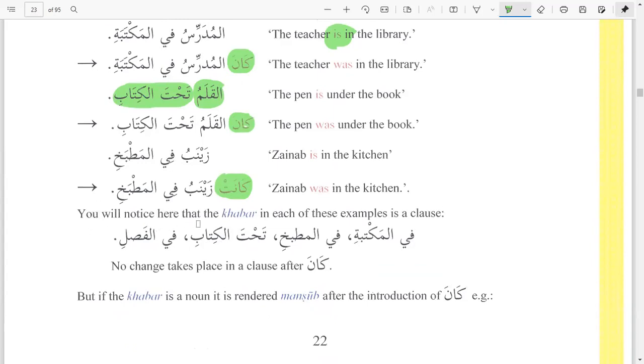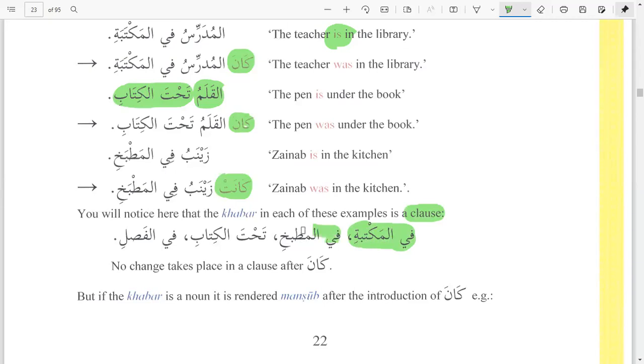You will notice here that the khabar in these examples is a clause. Clause means shibhul jumla. Khabar is shibhul jumla, fil maktabati. It looks like a sentence, but it is not a sentence. Fil maktabati, in the library. Fil matbakhi, in the kitchen.